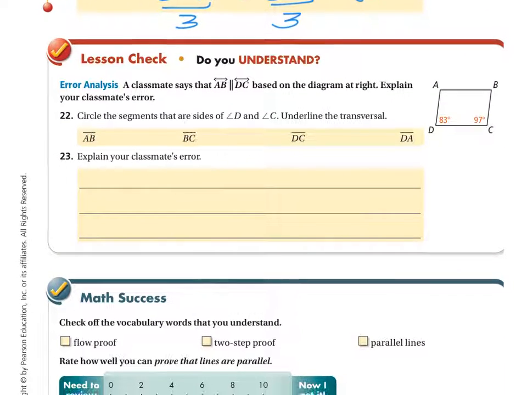All right, so we're going to check and make sure we understood what was going on in this lesson. So a classmate says that lines AB and DC are parallel based on the diagram at the right. Explain the error. So in 22, the segments that are the sides of angle D and angle C are all BC, DC, and DA. So circle the segments that are the sides.